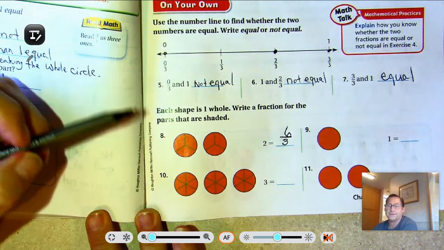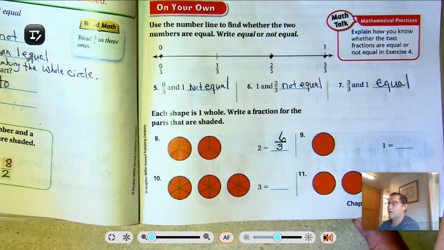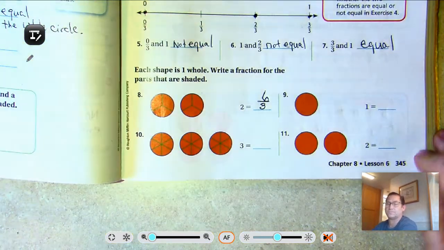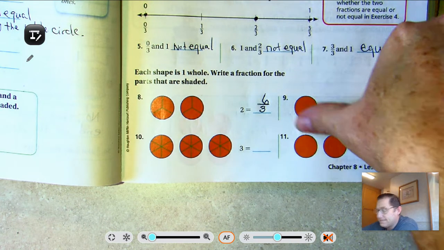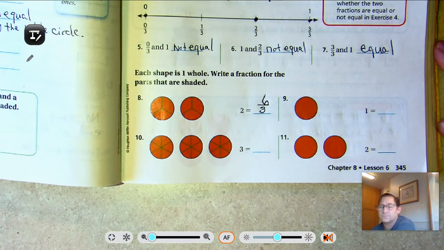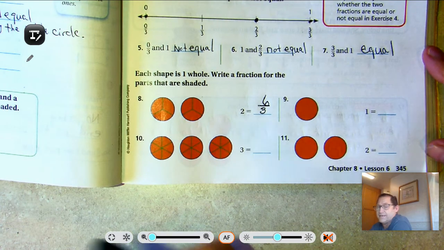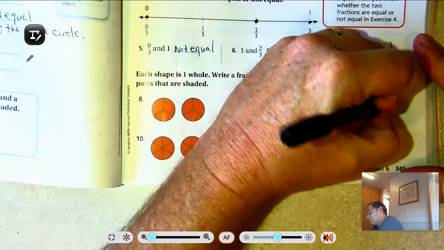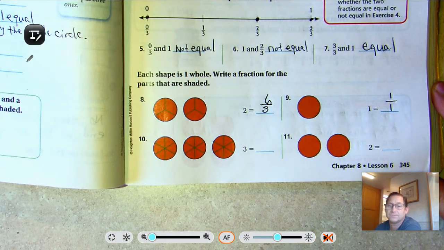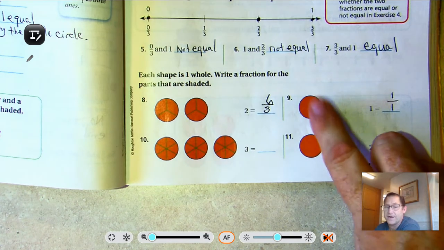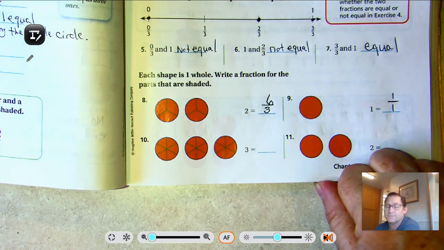Okay, number 9. 1 whole circle. Well, are there any parts to this circle? No, they haven't done anything to it, so it's just 1 out of 1. Okay, this is not greater than 1, it's equal to 1.